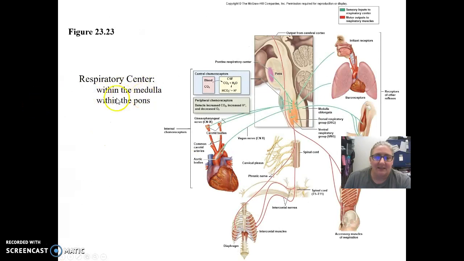So where is the respiratory center? It's in the brainstem, and it's found within the medulla and the pons, but mainly the medulla is the main region that controls respiration. We have inspiratory and expiratory regions of the medulla. The pons also has a respiratory center that stimulates the medulla. And there are a lot of factors that will influence our breathing rate, either increasing or decreasing it.